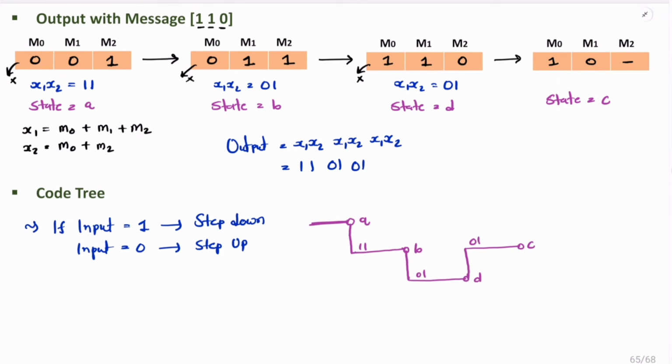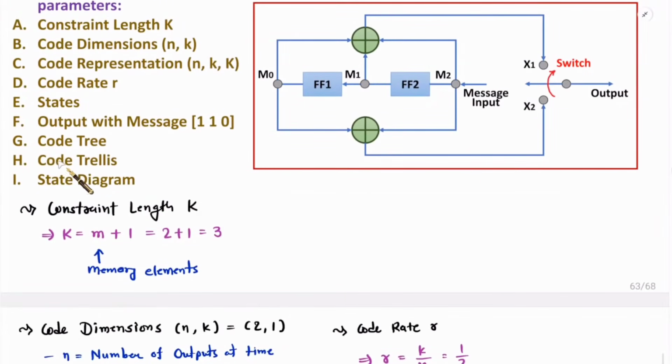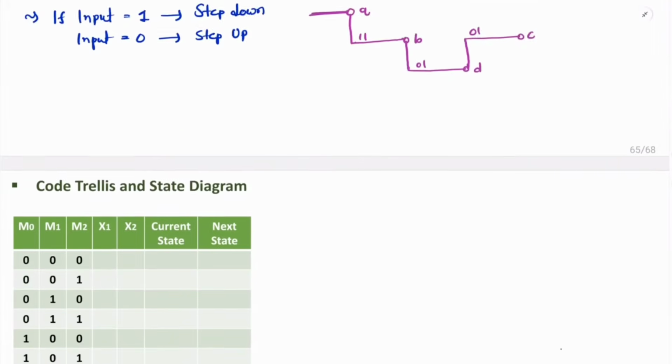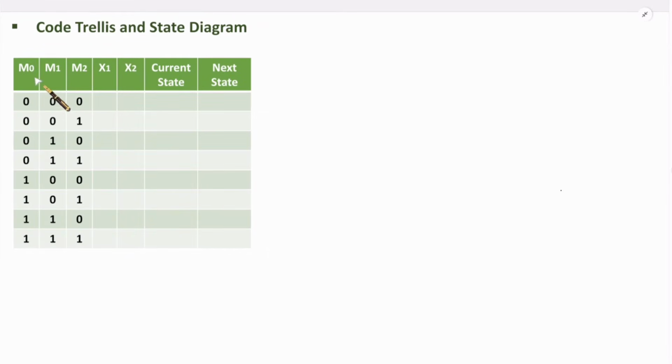Now let me explain the next parameter, that is code trellis. To understand code trellis, you need to make a table, and in that table, you need to identify M0, M1, M2 and X1, X2. Based on M0, M1, M2, one can understand current state and next state. So once you identify this table, you can plot code trellis and state diagram.